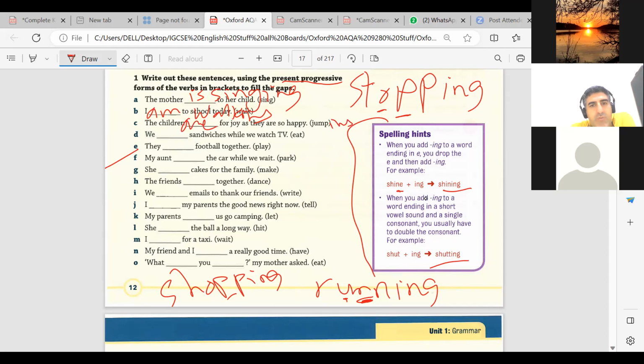We sandwiches while we watch TV eat. We are eating. We'll double the T. Double the T. Is he right, ya Khalid, ya Akram? Like this or eating like this? No, the second one is right. أيوة. No need, ya Khalid, no need to double T here.